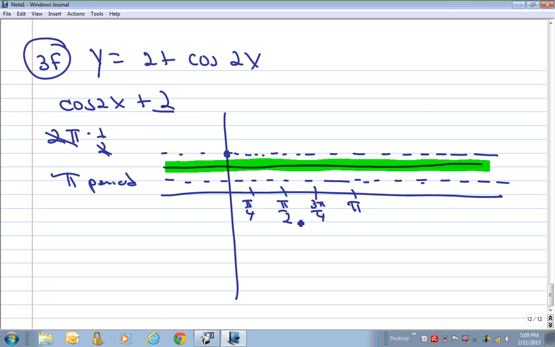And then we have these new marks, so we can have 1, 2, 3, 4, 5 marks. So at pi over 4, it would go to the axis. At pi over 2, the bottom of the amplitude. At 3 pi over 4, back to the axis, and pi back to the top of the amplitude. And so your cosine graph would look like this.